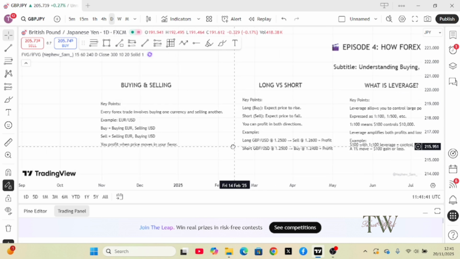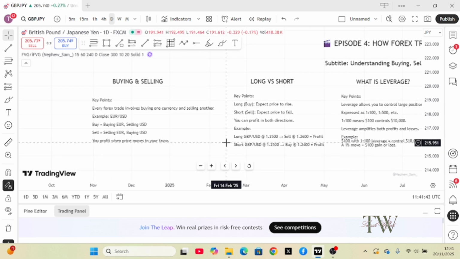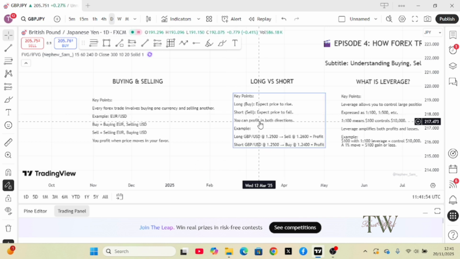Okay. Now for the long and short, when we talk about long, we are simply talking about buy. You are expecting price to rise. When we talk about short, you are expecting price to what? Fall. That's simply you trying to sell.